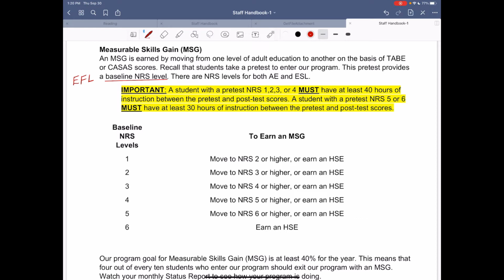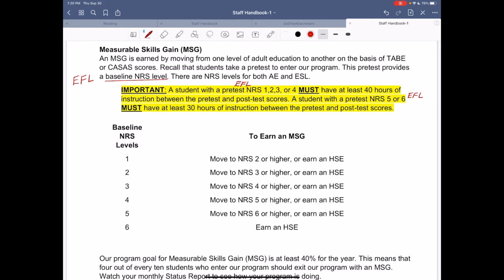This is so important. A student with a pretest NRS or an EFL of 1, 2, 3, or 4 must have at least 40 hours of instruction between pretest and post-test scores. A student with an EFL of 5 or 6 must have at least 30 hours of instruction between pretest and post-test scores. You and I cannot post-test whenever we feel like it. The state is very, very strict on these requirements.